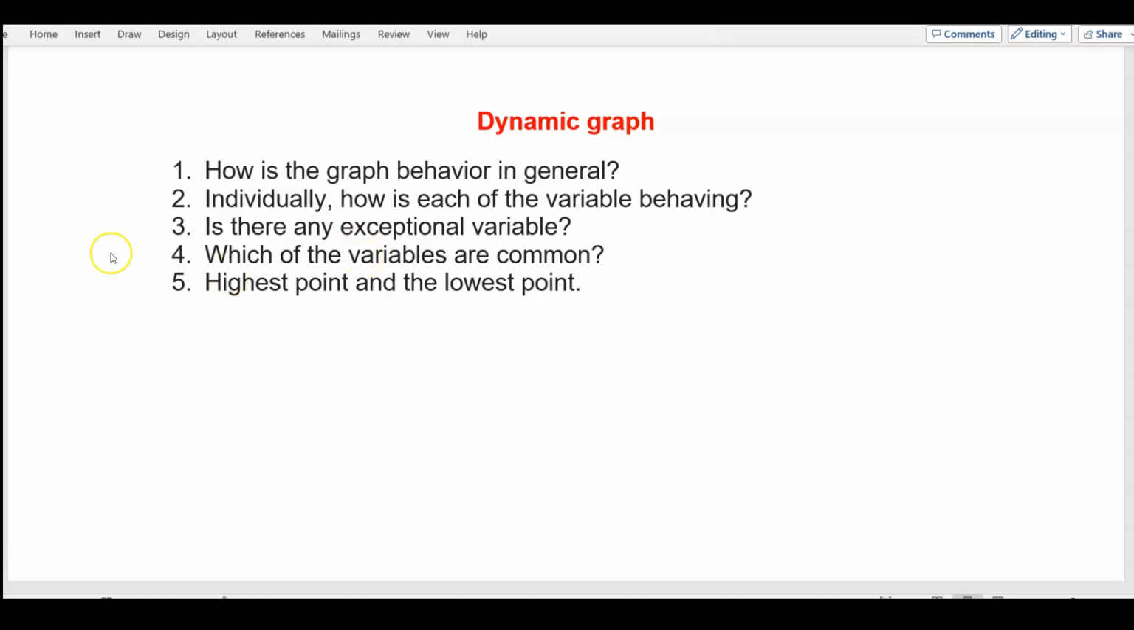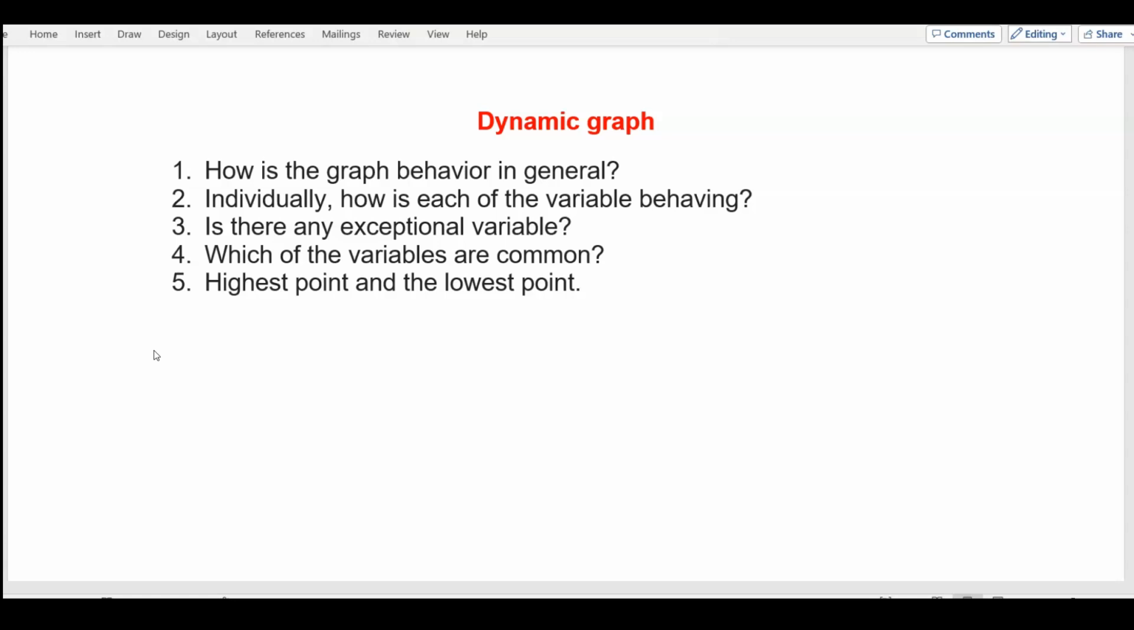The next one is, which of the variables are common, or what are the common trends in there? You might have 2 of the variables going in the same way, so you have to also look out for those variables. And the last one is, you look out for the highest point and the lowest point. Which one was the highest and which one was the lowest? If it was the highest, when did it peak, and which was the lowest, when did it drop? So you need to look out for all these things in the question.